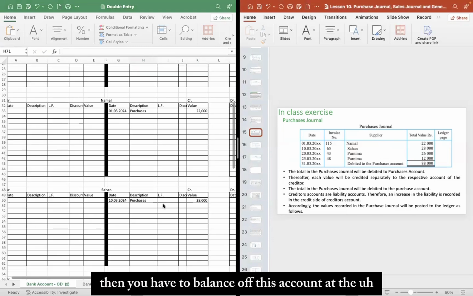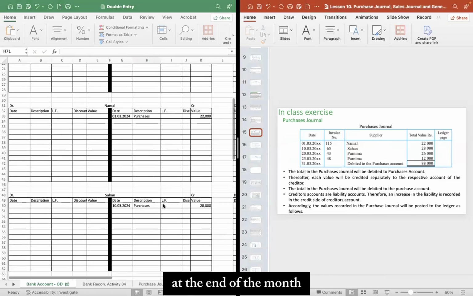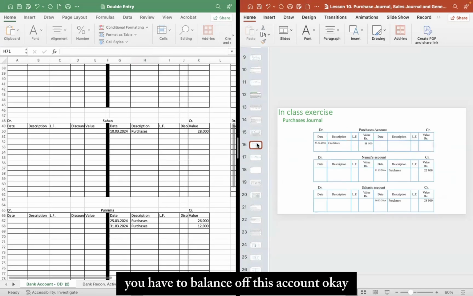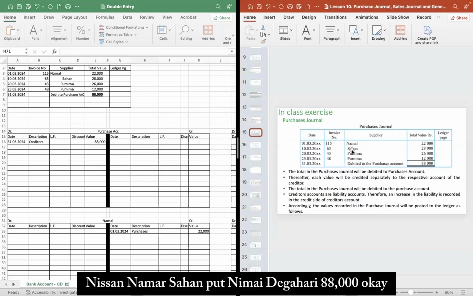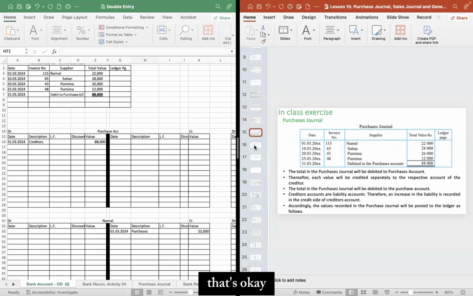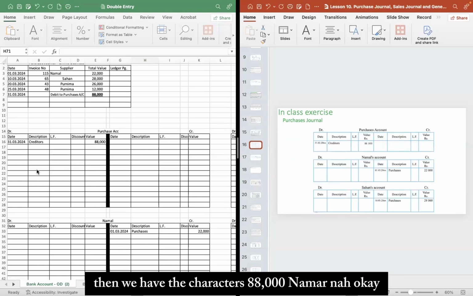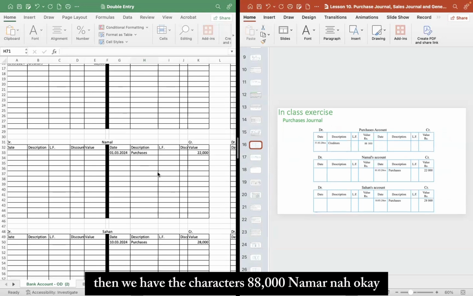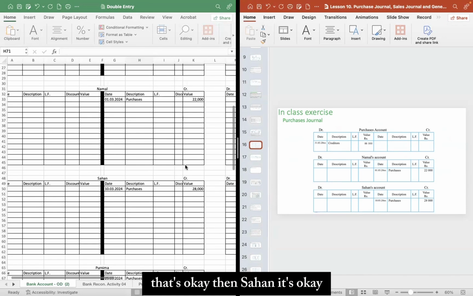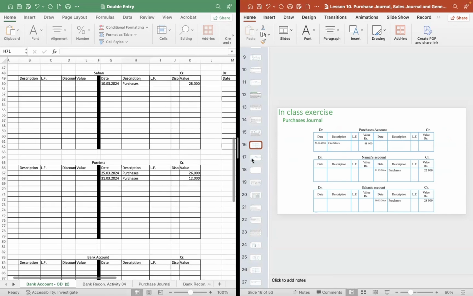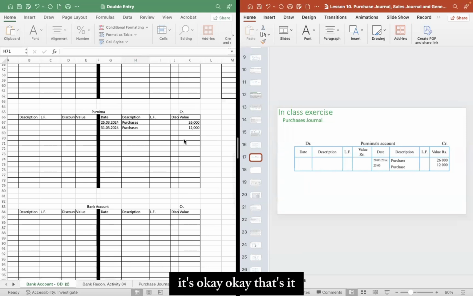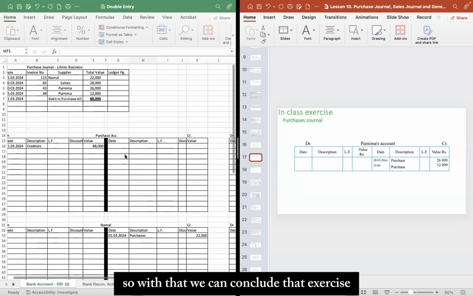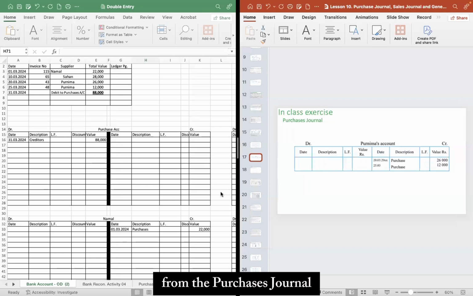Then you have to balance off these accounts at the end of the month. If we look here, we will recheck. Namal, Sahan, Purnima, that's okay, 88,000. Then we have the creditors 88,000. Namal, that's okay. Then Sahan, it's okay. That's it. So with that, we can conclude that exercise from the purchases journal.